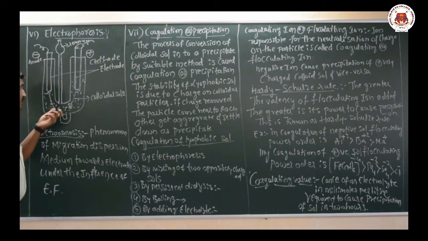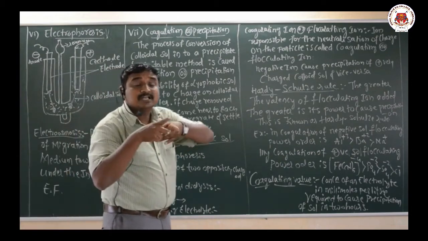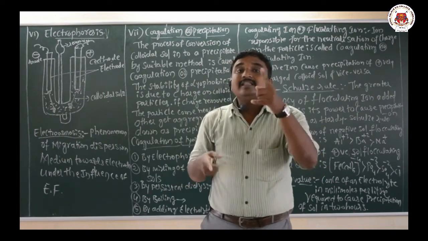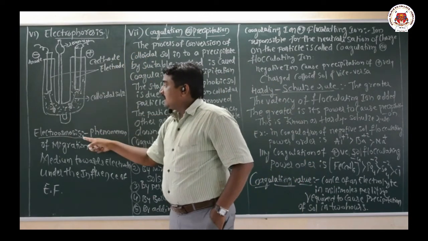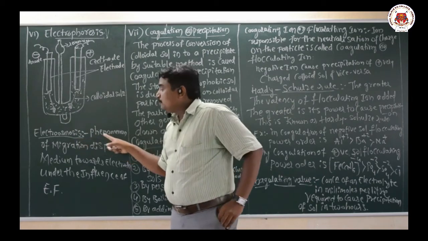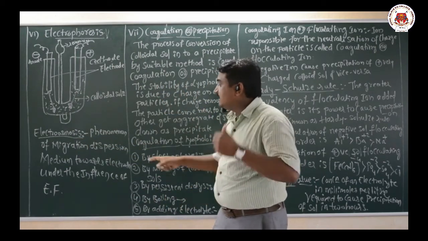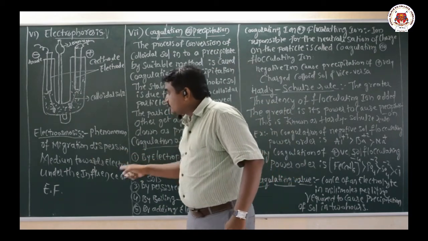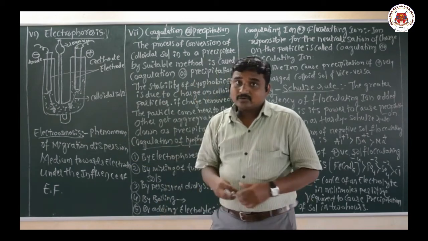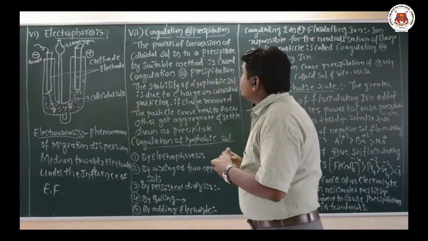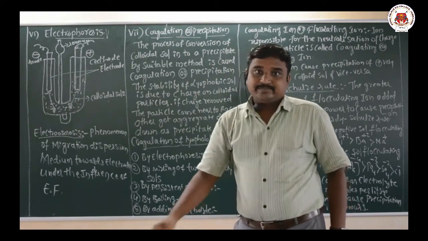Here also the same thing. The migration of ions towards the oppositely charged electrode under the influence of an electric field is called electrophoresis. And electroosmosis means movement or migration of the dispersion medium towards the electrodes under the influence of an electric field. That is called electroosmosis. Okay. So the next property is coagulation or precipitation.